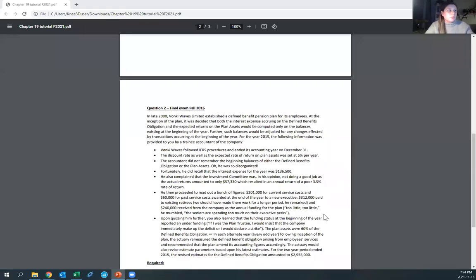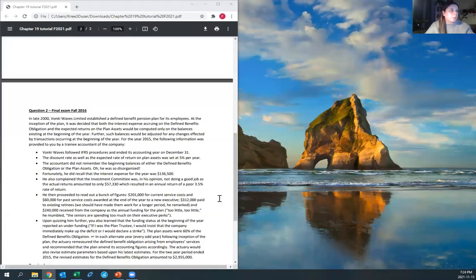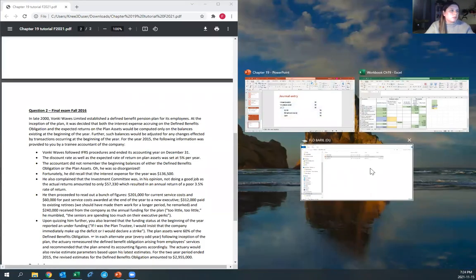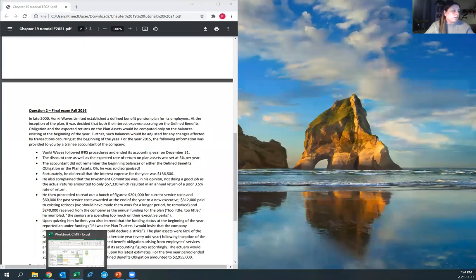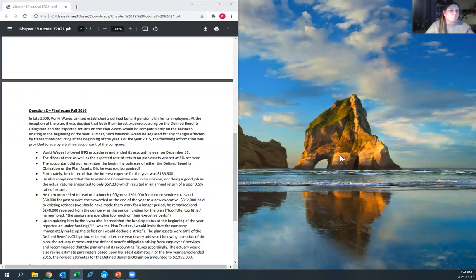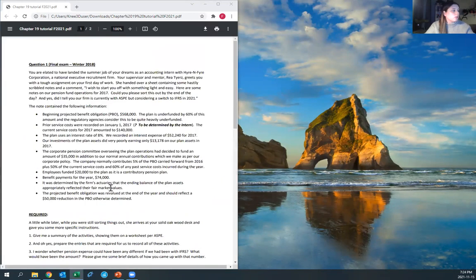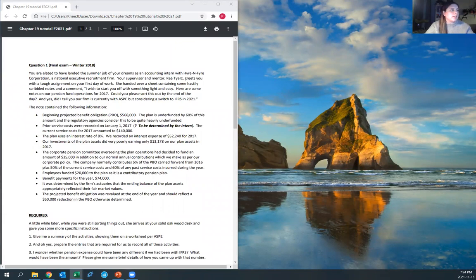So we'll jump into the problem. I don't have an Excel sheet open. Hold on, my computer is being slow.